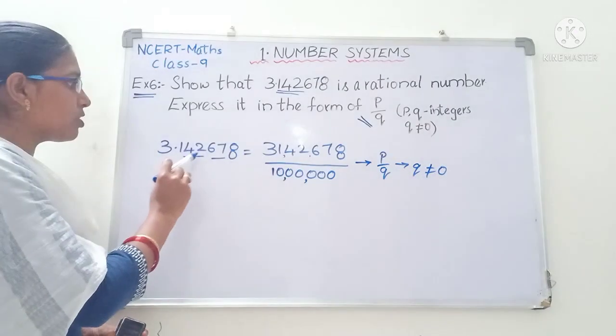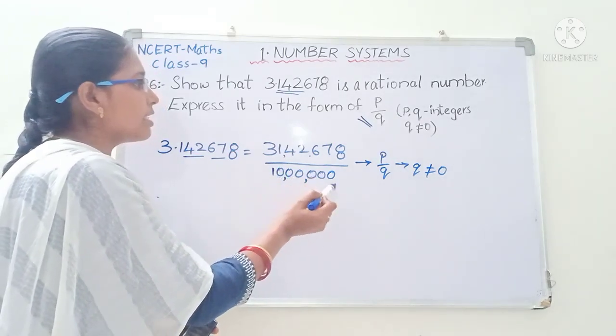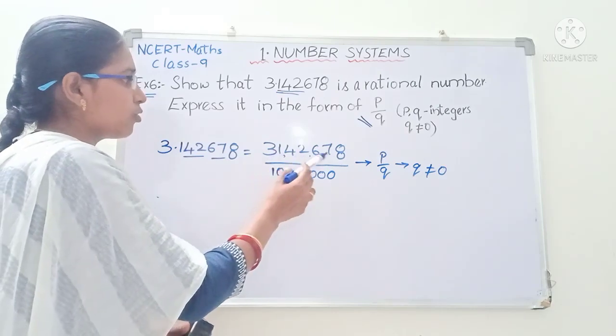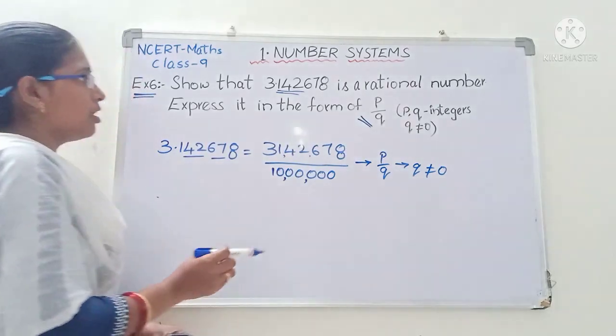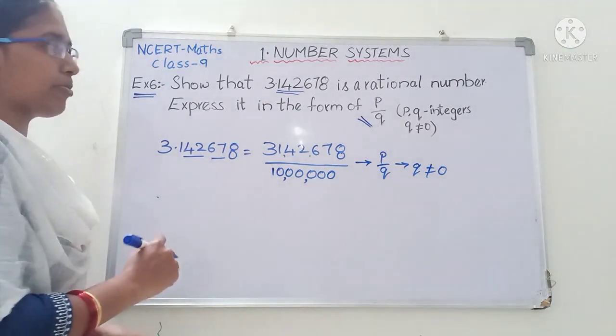After the decimal point you have 6 digits. So you write in the denominator 1 followed by 6 zeros. It will become 10 lakhs. 31 lakhs 42,678 by 10 lakhs. We are able to express it in the form of p by q. So it is a rational number. It is a simple problem, children.